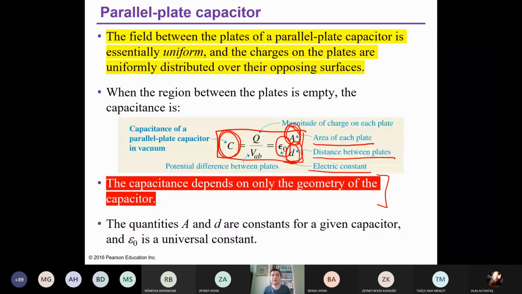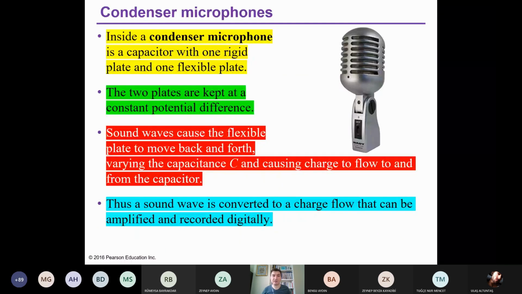Now let's see an application of capacitors in condenser microphones. Here you see a condenser microphone on the right side. It is very famous. Maybe you have already used one, maybe you have one at home. So what is the relation between this microphone and capacitance? Within this condenser microphone, there is a capacitor with one rigid plate and one flexible plate. Let me clean this part and draw, then you will better understand.